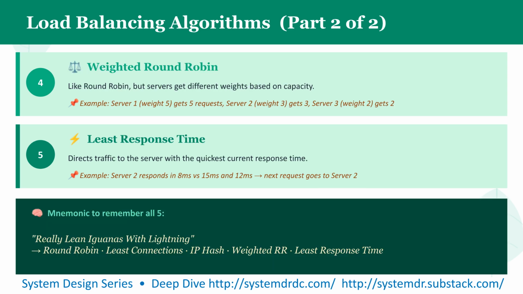The remaining algorithms include weighted round robin, where servers receive requests based on their capacity, and least response time, which directs traffic to the server currently providing the quickest response. You can remember all 5 algorithms with the mnemonic, really lean iguanas with lightning.